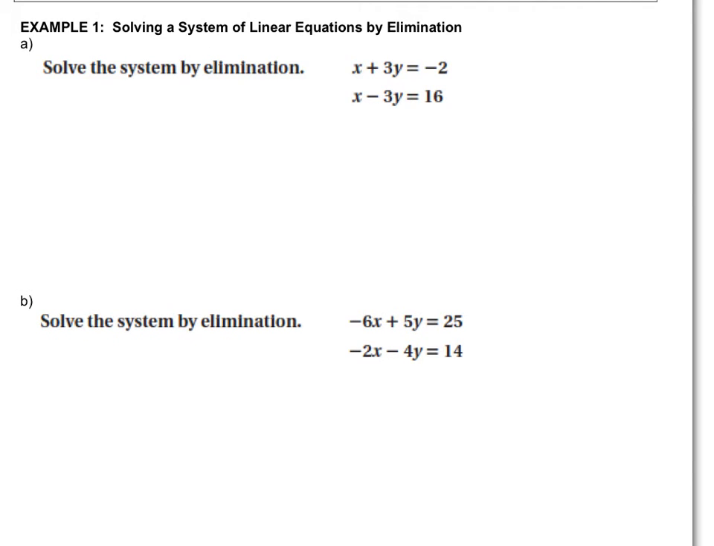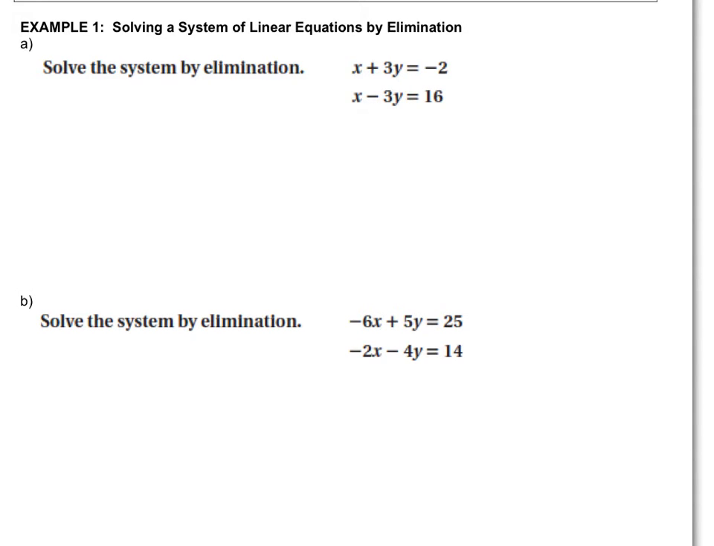So here we are solving by elimination. If you'll notice in the very first part of this, we already have our two equations lined up in like terms. The x's are on top of the x's, the y's are on top of the y's, the equals is on top of the equals, and the constant is on top of the constant. So for step 1, we don't have to do that.